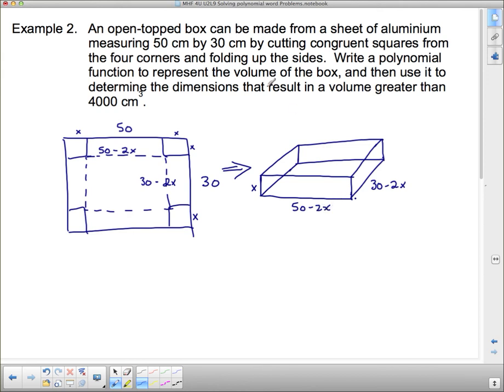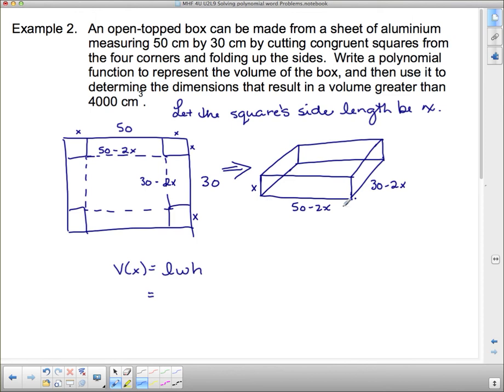So write a polynomial function to represent the volume of the box, and then use it to determine the dimensions that result in a volume greater than 4,000 centimeters cubed. So volume is length times width times height. And we should give a let statement here and say let the square's side length be x. Okay, so you should always have a let statement.